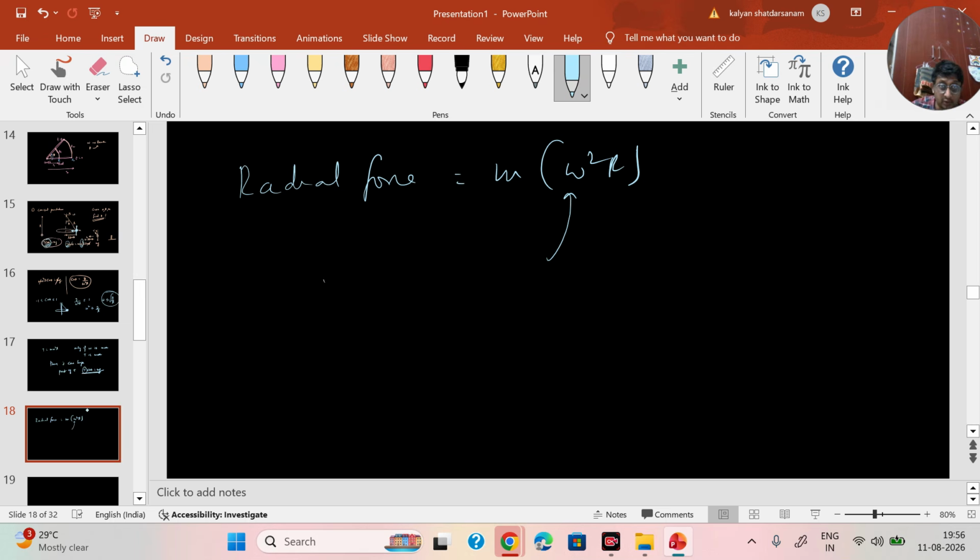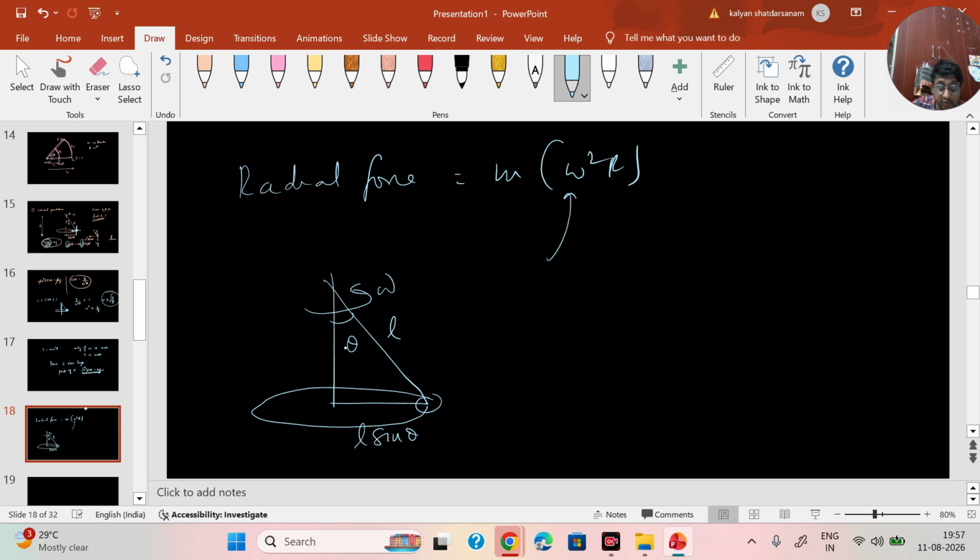So this is called a conical pendulum. Why is it called a conical pendulum? Because this ball is sweeping a cone, right, with some semi-vertical angle theta. If length is L, radius is L sine theta. So you are giving the appropriate omega so that it is sweeping out a cone. So it's called a conical pendulum.